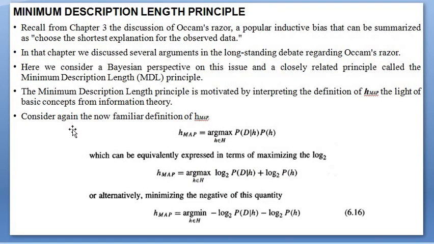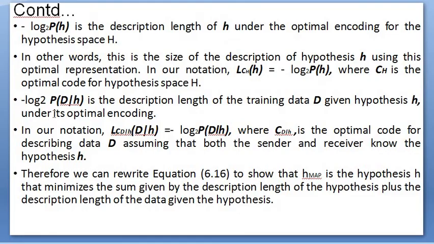The second term we have in the equation is minus log to the base 2 of P(D given h). This indicates the description length of the training data under a given hypothesis. If a hypothesis is given, then some data will be there for that hypothesis, and we apply minus log to the base 2 on this because we want an optimized encoding given the hypothesis. We can write minus log to the base 2 of P(D given h) as L_C(D given h)(D given h).